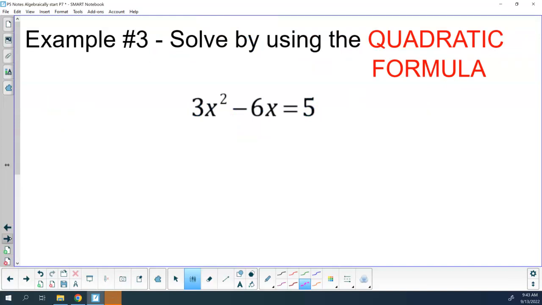Method number 3. Quad formula. Anybody remember what the quad formula is? Yeah. x equals negative b plus or minus the square root of b squared minus 4ac, divided by 2a. All over 2a. Yep. Love it. So that again is x equals the opposite of b plus or minus the square root of b squared minus 4ac, all of that being over 2a.